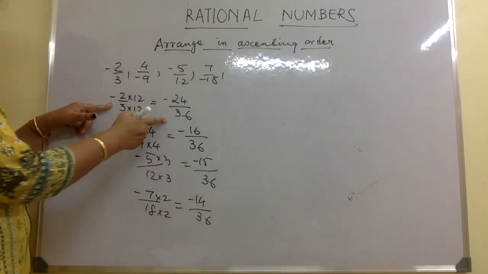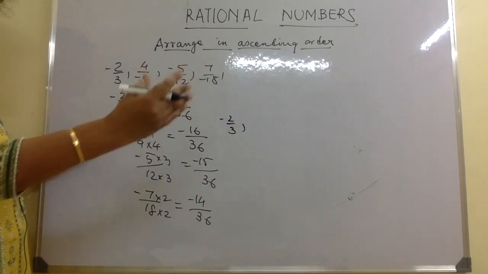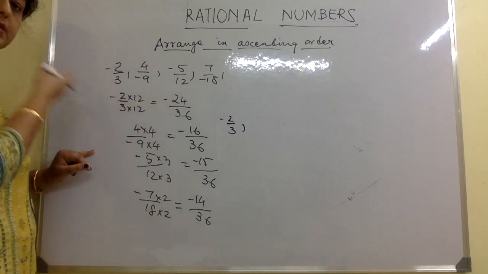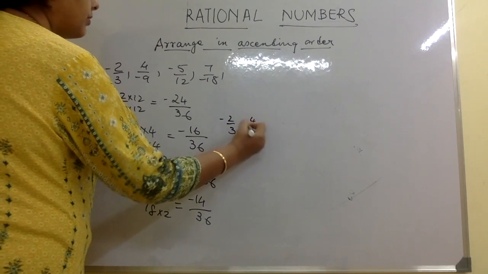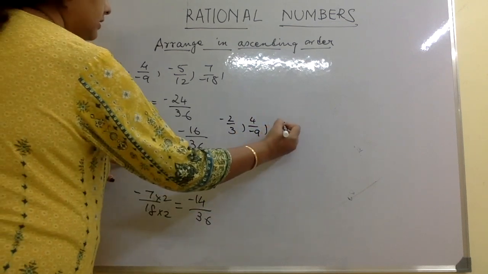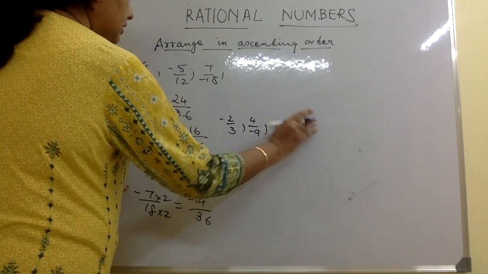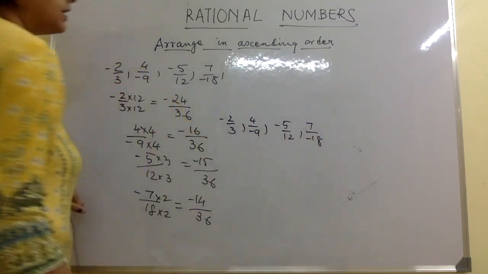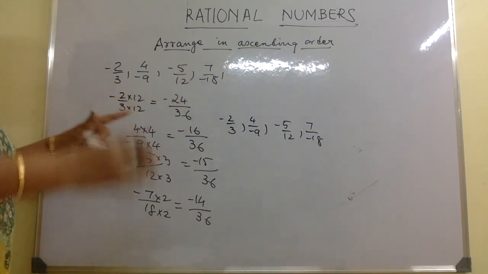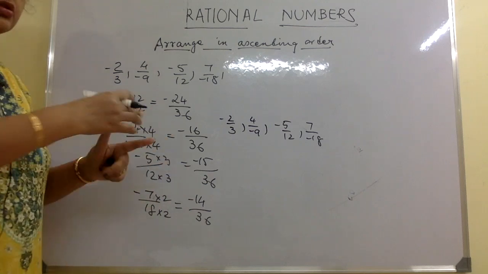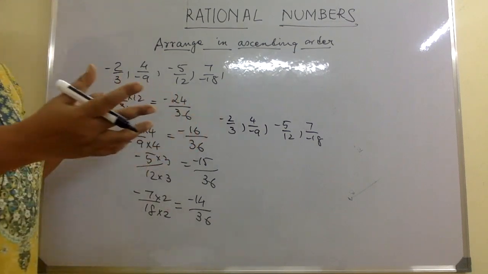In negative, the biggest number is the smallest, it is to the extreme left of the number line. So minus 2 by 3, then comes 4 by minus 9, then comes minus 5 by 12, and then comes, as they have given it here, 7 by minus 18. So this is my ascending order of these 4 numbers. So in the answer don't write these 36 denominators, you'll go wrong, because that is not what they asked. This is for your convenience you made. We are supposed to give these numbers in ascending order.